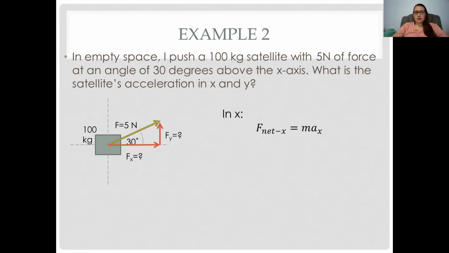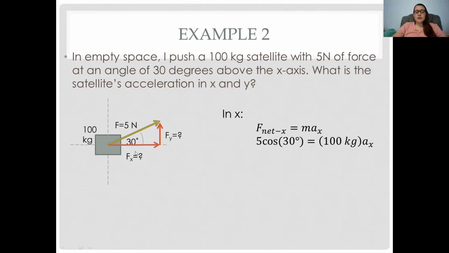So in the x direction, right, we have our Newton's second law. The net force in the x direction equals the mass times the acceleration in the x direction. And so remembering our trig functions, SOHCAHTOA, looking at our triangle here, here's our angle. We know the hypotenuse of our triangle is 5. We want to know the length of the side that's adjacent to the angle.